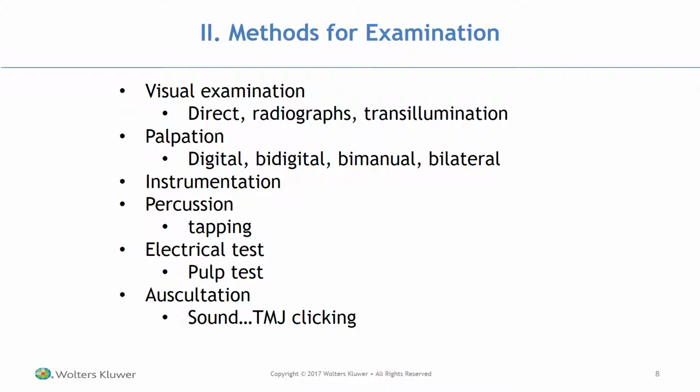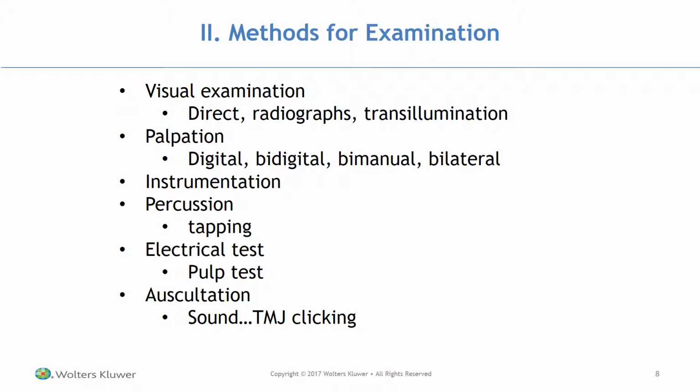Then we have bidigital, and that's when you're going to use a finger and a thumb, and you kind of put one on the outside, so say the thumb on the outside and the index finger on the inside, and you're palpating the lip, okay, to feel for anything abnormal under the tissue there. So bidigital, 2 fingers. Think digital, finger. Bidigital, 2 fingers. All right.